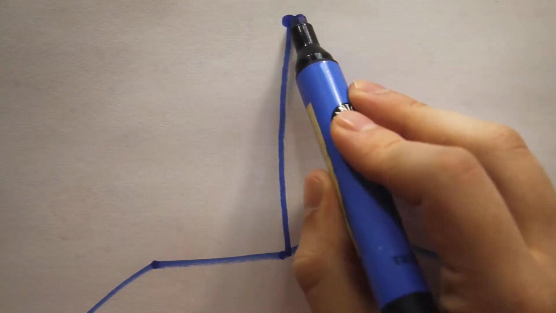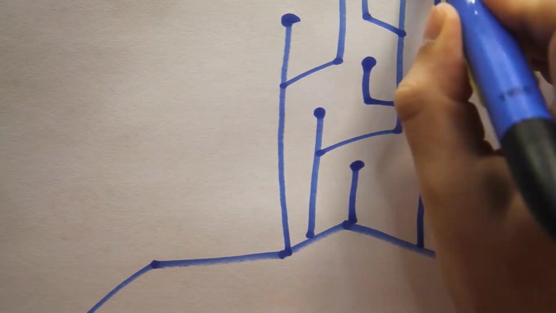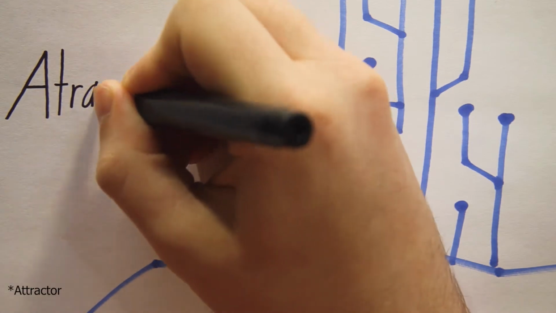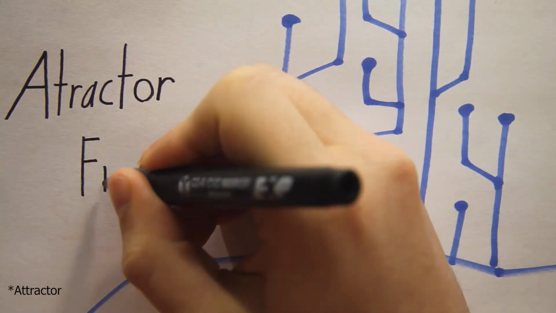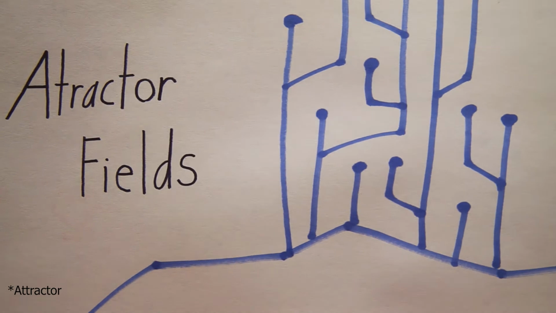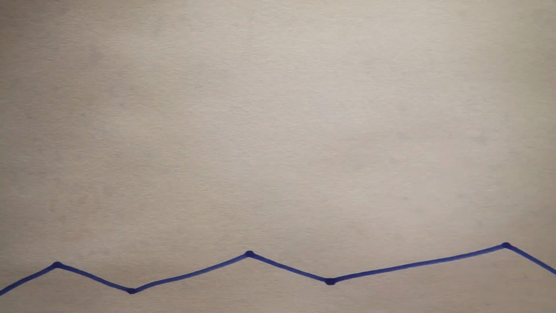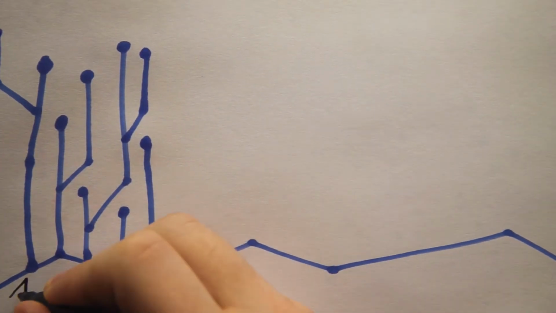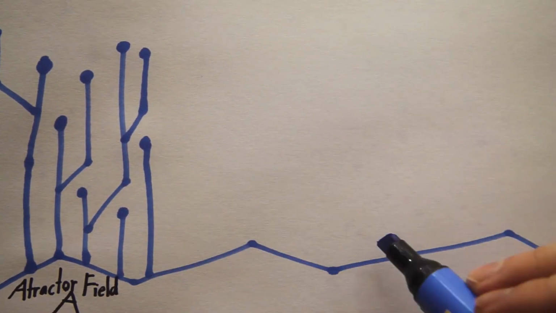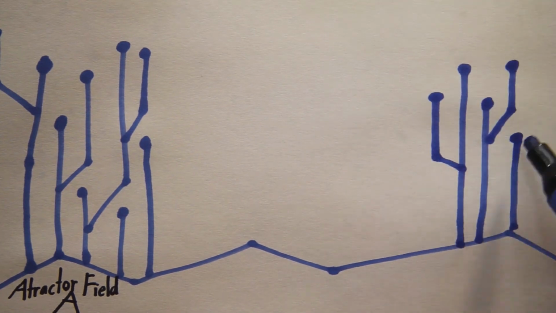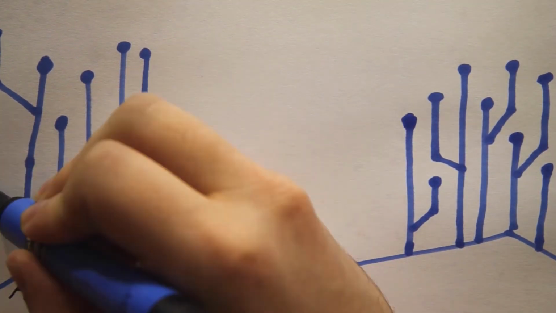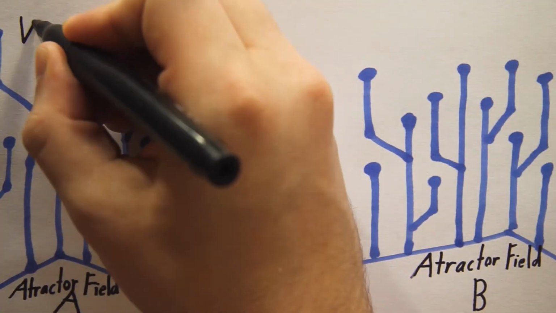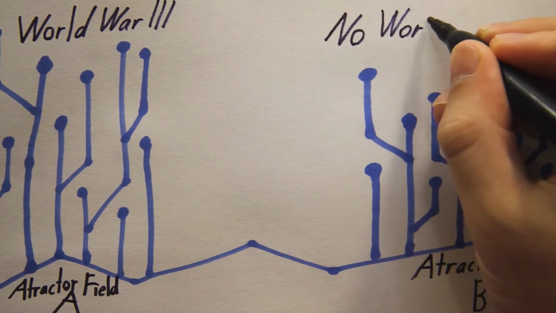Let's move on to attractor fields. An attractor field is a group of worldlines clustered together which all lead to a converging point. A converging point is where the group of worldlines in an attractor field all lead to the same outcome or converge towards a single event. For example, in this hypothetical attractor field, World War III is destined to happen. No matter what worldline you travel to, no matter how much you try to change the timeline, in this attractor field, World War III will take place. The only way to break free of the destined outcome is to change attractor fields where World War III doesn't happen.